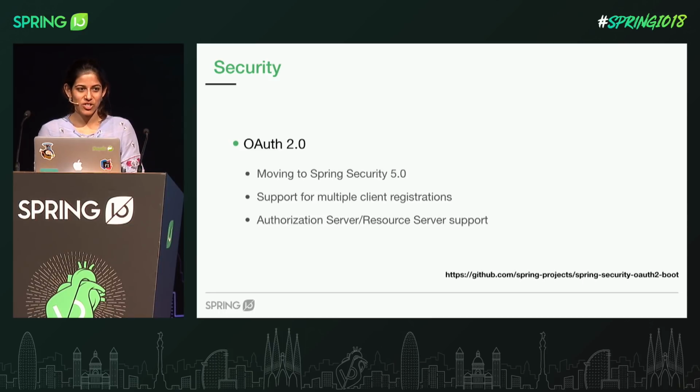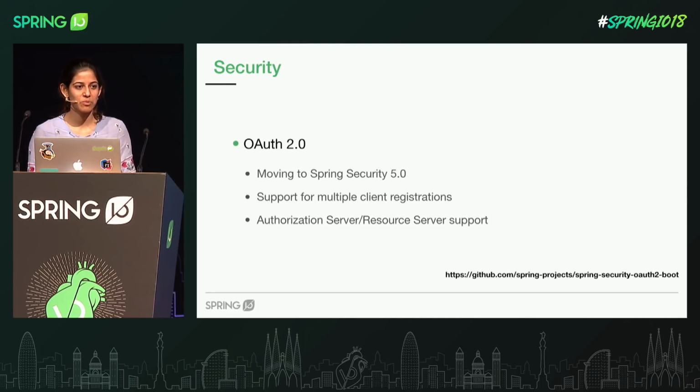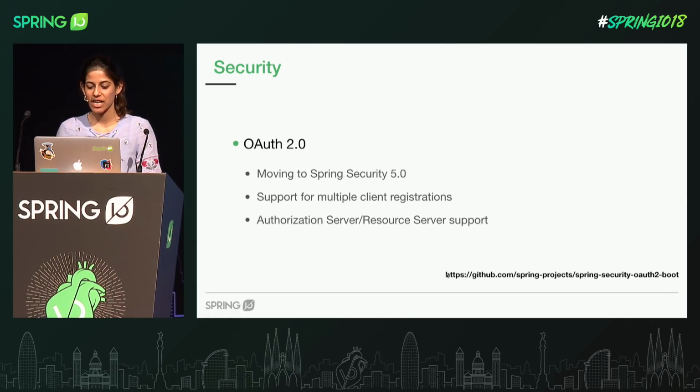However, the authorization server and resource server support for OAuth is not yet in Spring Security 5. So if you were relying on Spring Boot's authorization server and resource server, you have to include this additional jar in your project, which I've linked to at the bottom of the slide. I think the resource server support is actually going to make it to Spring Security 5.1. So once that is there, if you're using the resource server, you won't have to include this additional jar. But until then, you would.